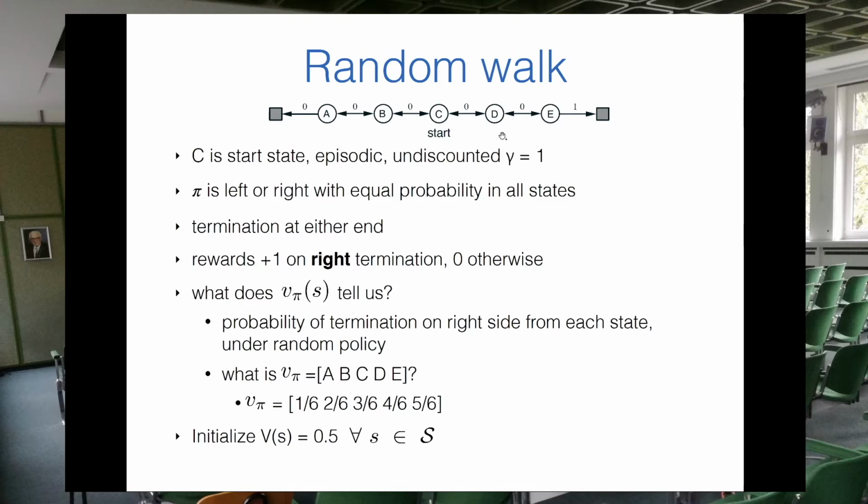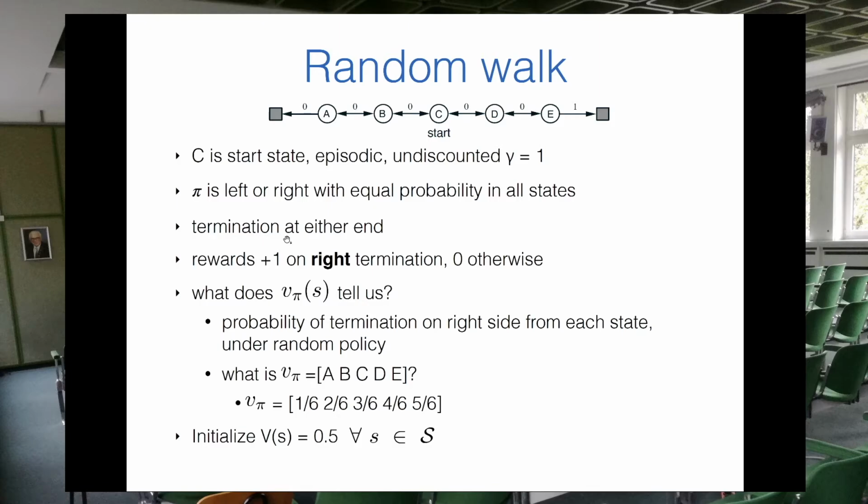So to keep analyzing this algorithm, consider this experiment, which is a random walk. We have 5 states and 2 terminal states. C is the start state, so we will start moving in the center. This is episodic and undiscounted, so gamma is again 1. The policy is left or right with equal probability in all states, so we have a probability of 0.5 to go left and 0.5 to go right from any of the states.